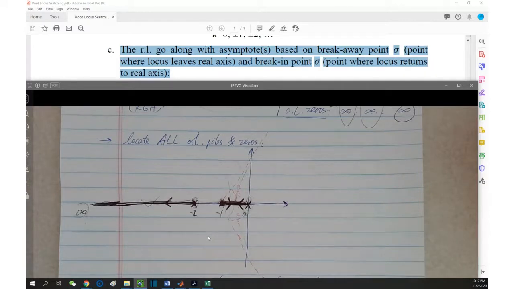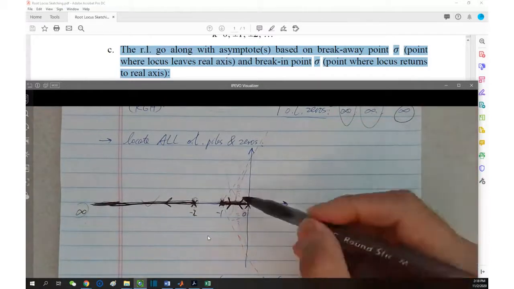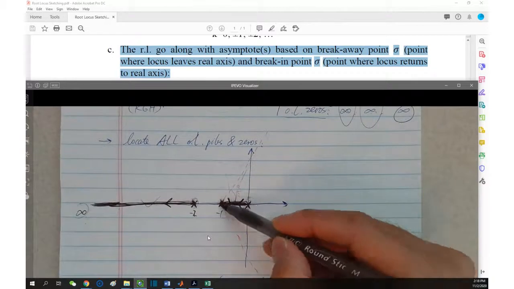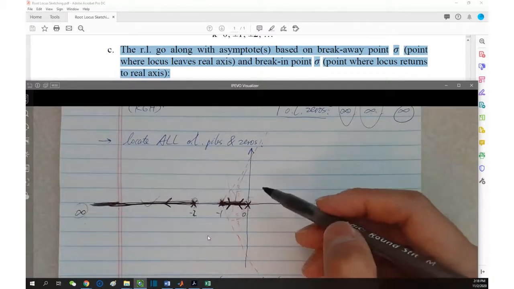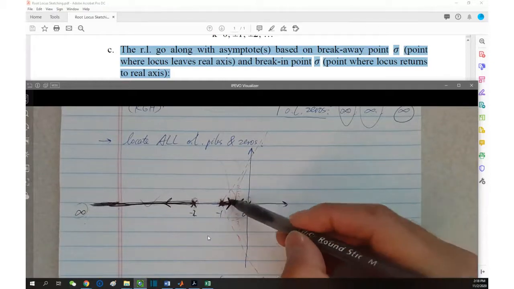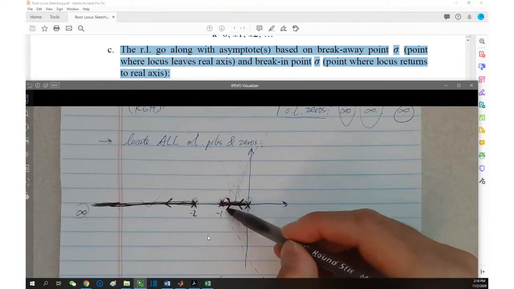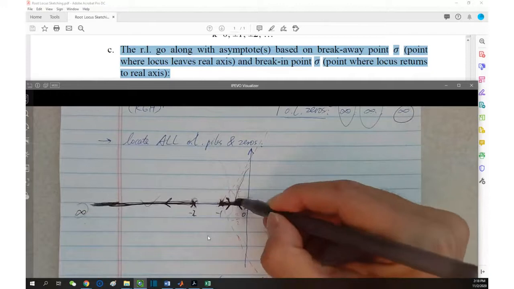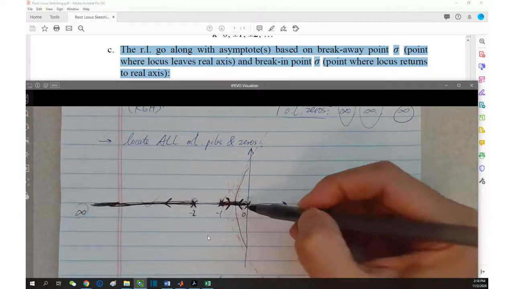Why does it have to be breakaway for this particular example? Any idea? Kevin's saying it's the direction of the root locus. I think that's basically the correct answer. But never forget, we are talking about a root locus between two starting points. What does it mean by starting points? They are both open loop poles, so the root locus moves towards one point and then leaves. Does it make sense?